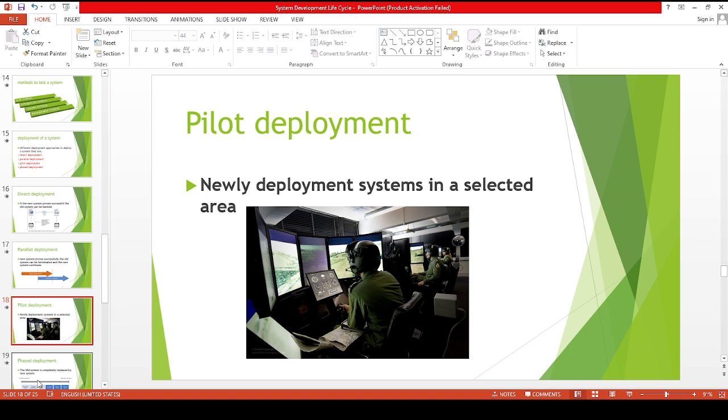Pilot deployment. A new system is deployed in a selected area. Now you can see there are three pilots and they are doing deployment in a selected area, and after that it goes around the world. But first we have to do pilot deployment in a selected area. That's pilot deployment.